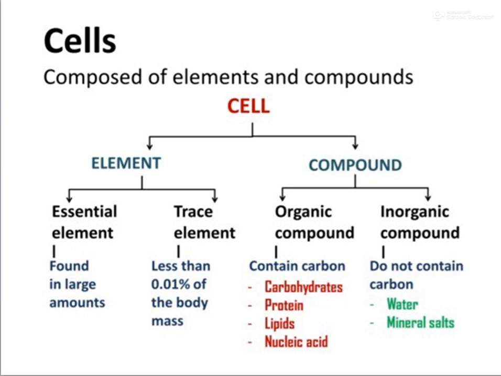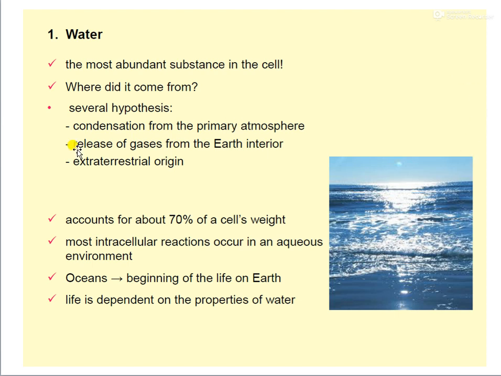Let me just talk about water. Water is the most important substance in the cell, and it comes from different places, either from the condensation of the primary atmosphere, or from the release of gases from the earth's interior, or from the extraterrestrial region. But you should remember that water accounts for about 70% of the cell's weight. Most of the intracellular reactions occur in an aqueous environment, and oceans are considered to be the beginning of life on the earth, and life is dependent on the properties of water.